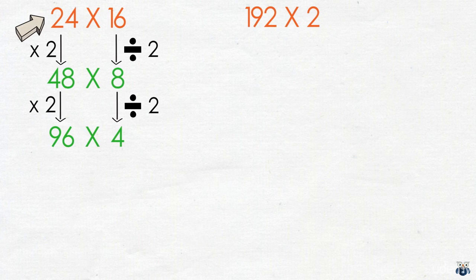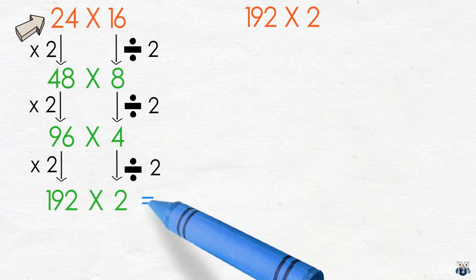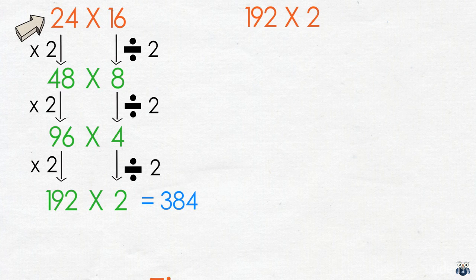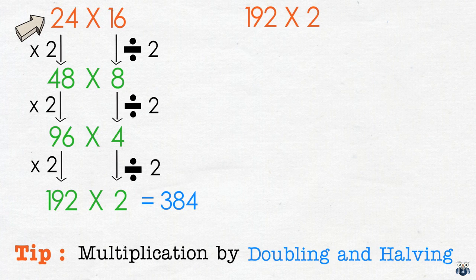Let's do it one more time. Better? Okay, once more. That looks much better than 24 times 16. Many of us would be able to find the result of 192 times 2 mentally. The answer is 384. This tip has a name. It's called multiplication by doubling and halving. It's a handy little tip, so please keep it in mind.